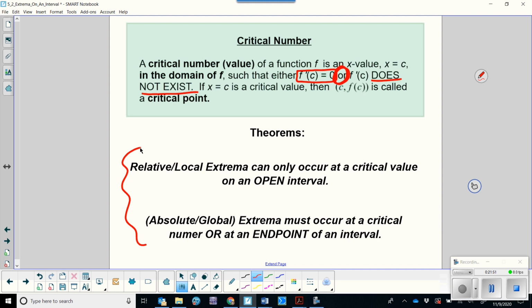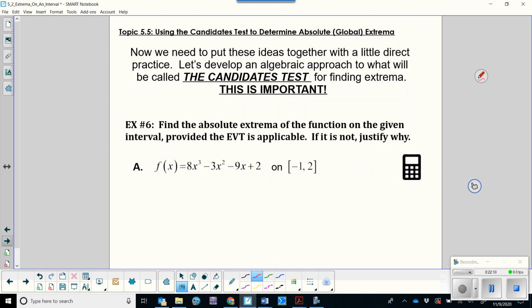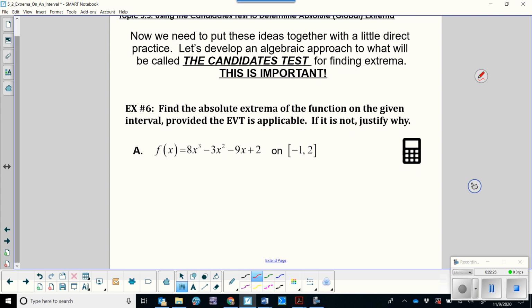Absolute extrema must occur at either a critical number or at an endpoint of an interval. So often the way we're going to tell they're asking us for absolute extrema is because we're going to have an endpoint to test. So we're going to talk about what we call a candidates test. That's basically a list of, well, where is it possible that we could even have a relative max or min. So example 6.